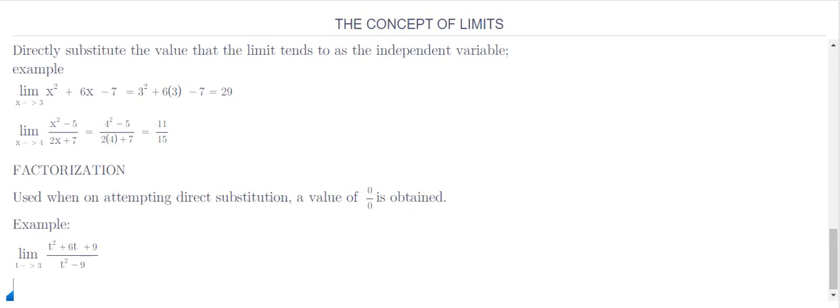But if you get something like 3 over 0, don't use factorization. Recall, 0 divided by anything is 0. So when you get 0 over 3, the answer is 0. But when you get 3 over 0, that is infinity. So you attempt other methods. But when you get 0 over 0, use the factorization method.